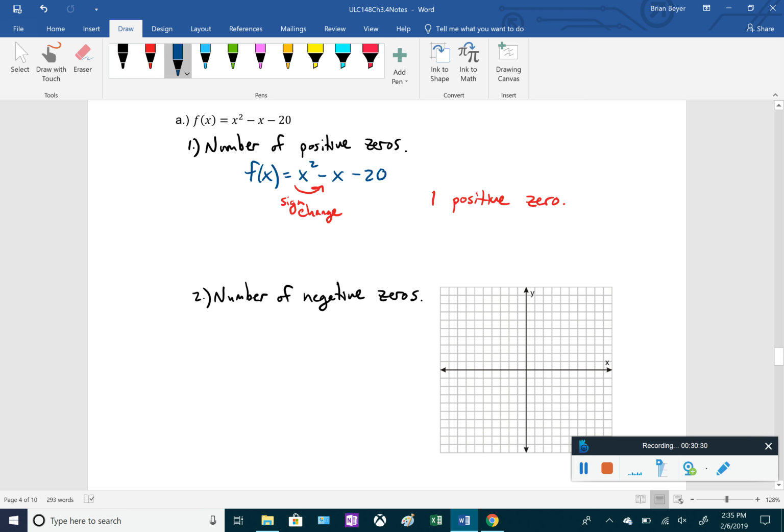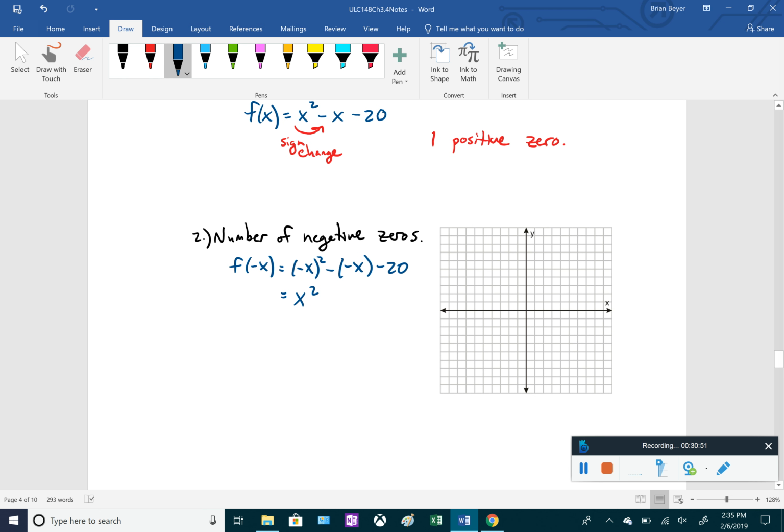Next one, for the number of negative zeros. So we have to do a little bit of work. We have to evaluate f of negative x. Plugging in a negative x, that's going to be negative x squared minus negative x minus 20. We have to simplify this. This is going to be x squared, since negative x all squared is just x squared, plus x minus 20.